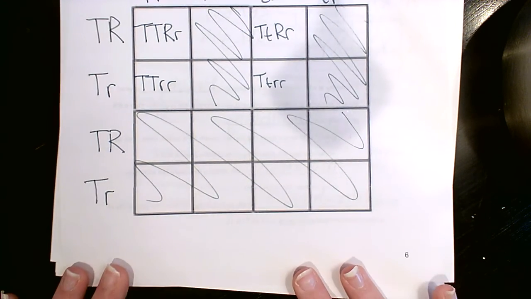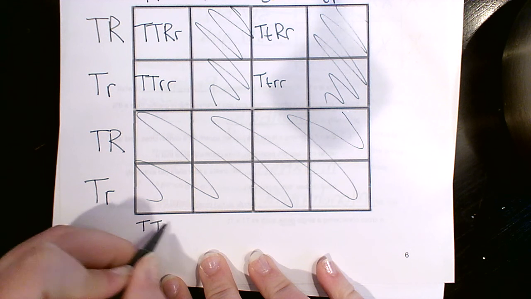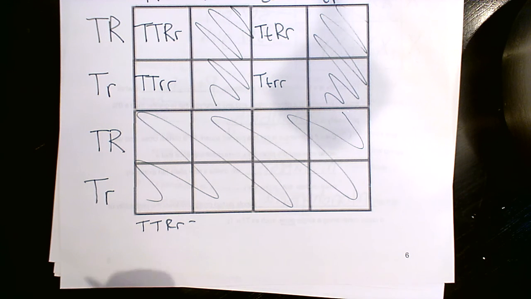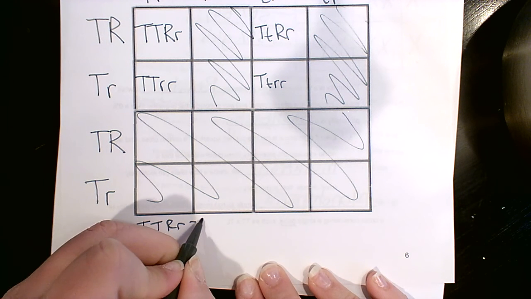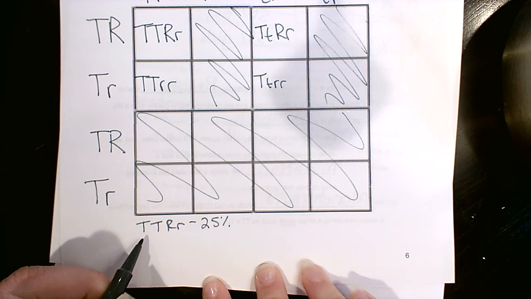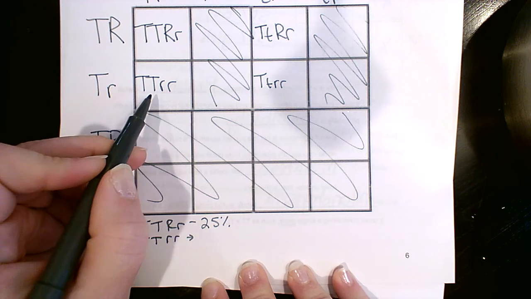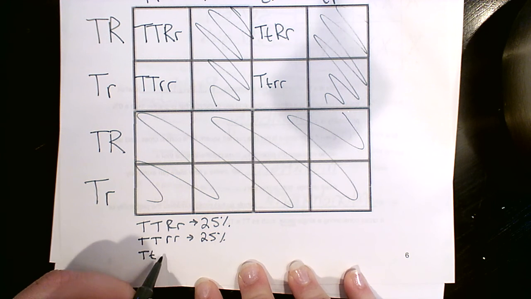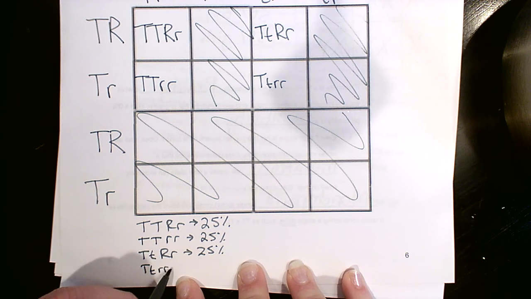So it looks like we have all different ones. So I have big T, big R, little r. What percent of my offspring would I expect to have that? Well, I have 4 boxes that I filled out, and one of them is like that. So 1/4 or 25%. Or I could have big T, little r, and again, 1 out of my 4 boxes has that, so 25%. Big T, big R, little r. And big T, little r.